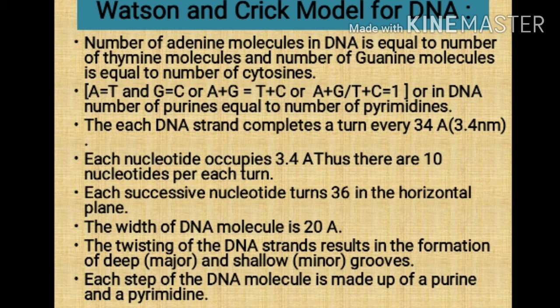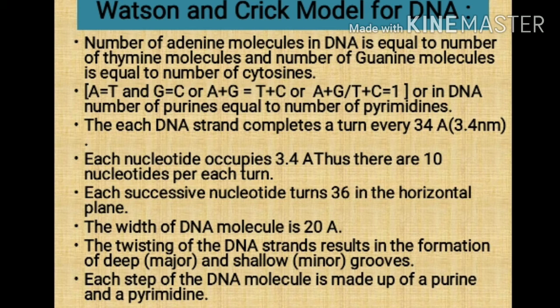Each DNA strand completes one helical turn every 34 angstroms, or 3.4 nanometers. In one turn of the DNA helix, 10 nucleotide pairs are present.